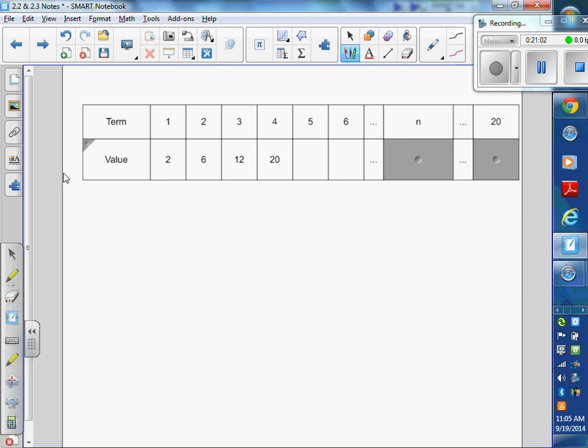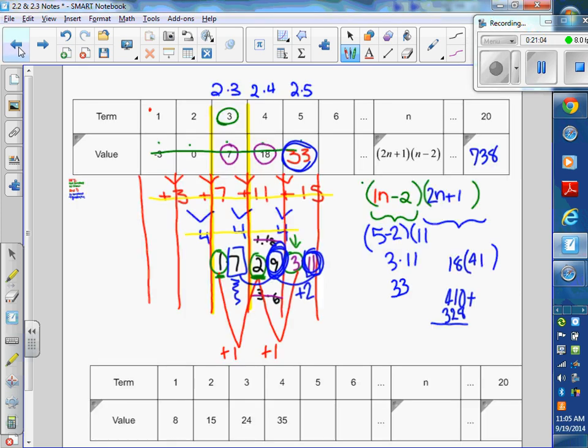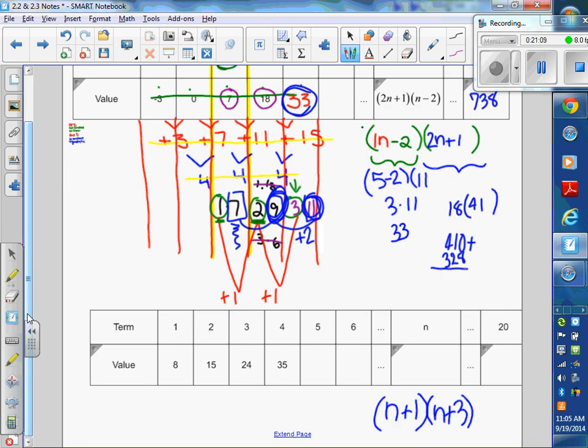Okay? 2, 6, 12, 20. Because we still have to go all the way back to the handshake problem. But let's make sure we can do this.